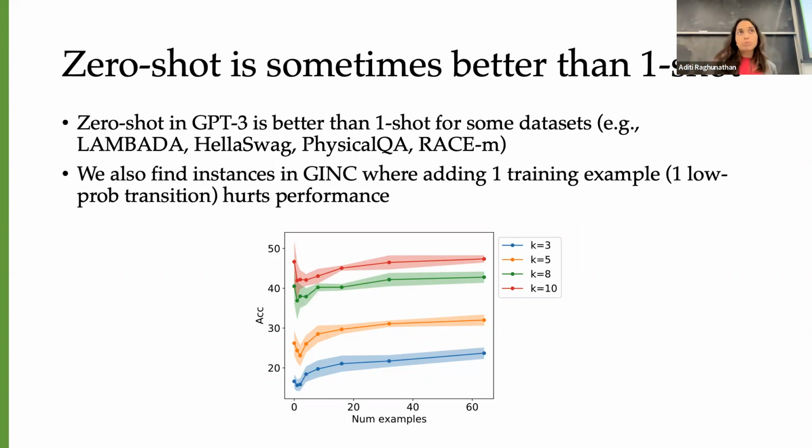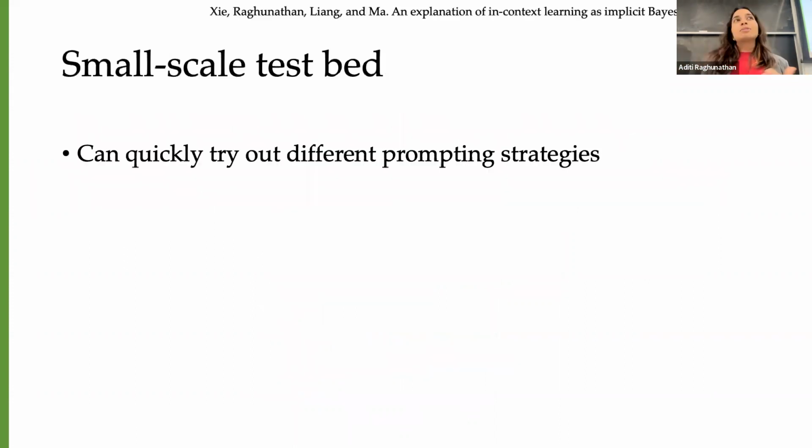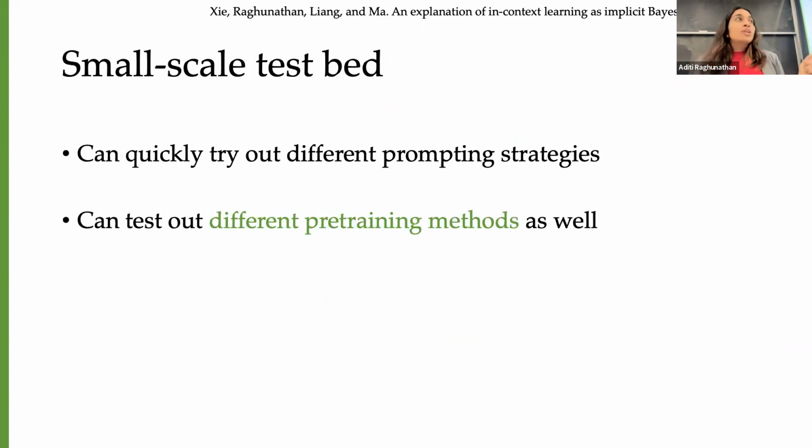We don't fully understand these, but what this is saying is that this is probably a small scale test bed that shows a lot of the interesting quirks that we see in large scale settings as well. So maybe this is worth studying. This is great because you can quickly try out different prompting strategies. But most importantly, you can afford to do pre-training too, because it's small scale, so you can try different pre-training methods as well.